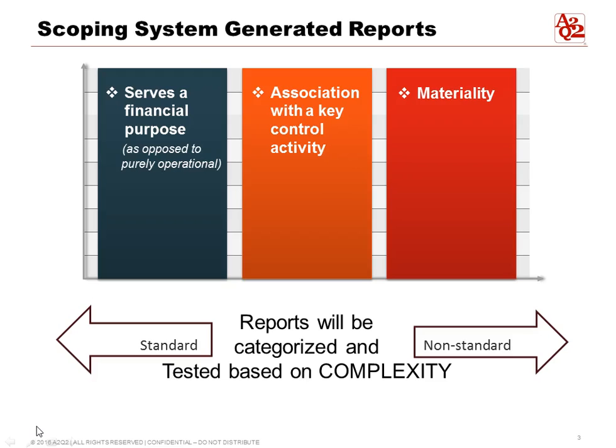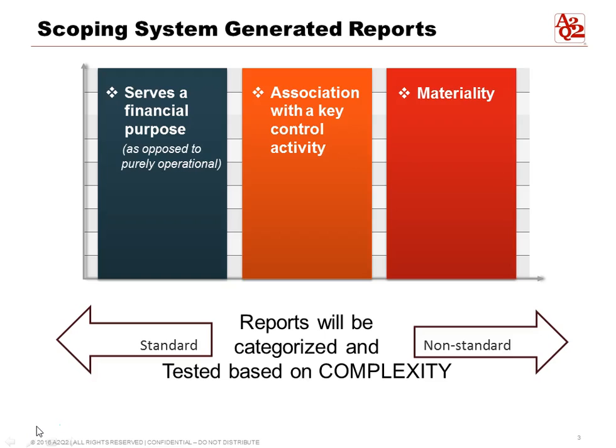And then the other criteria is materiality, because even if it has financial reporting purposes and is related to a key control, maybe the amount that this report covers is very immaterial, and we wouldn't want to test it. We want to scope it out. It's good practice to test it, but it's not required. I'm focused here on the key reports that we'd have to test.